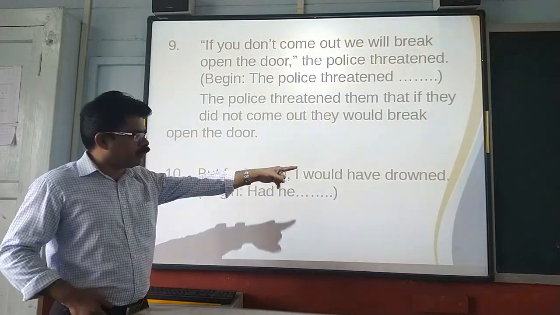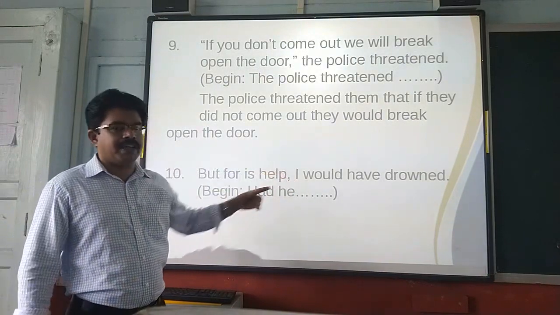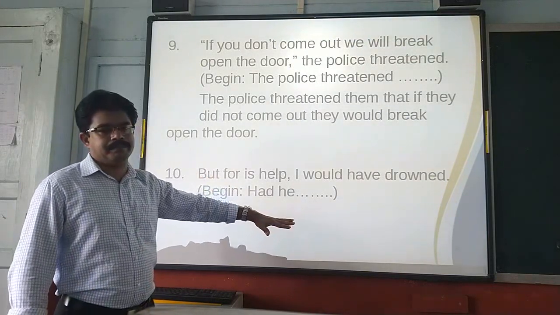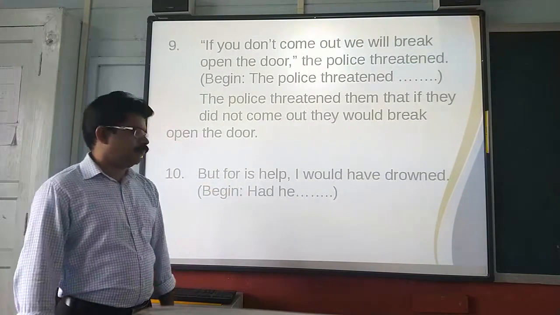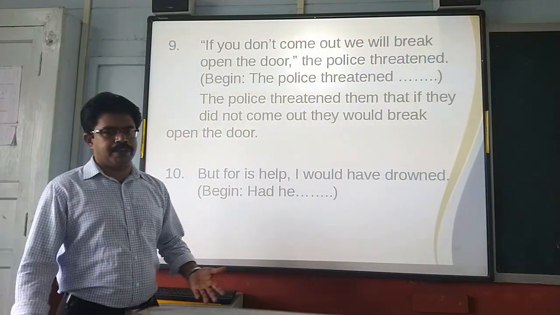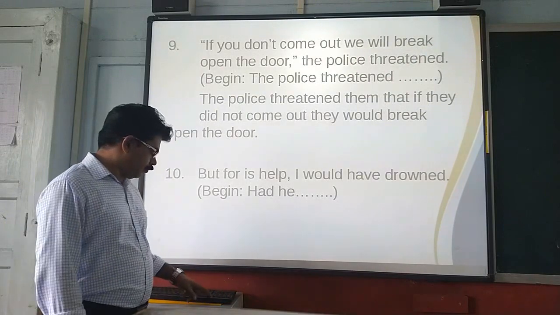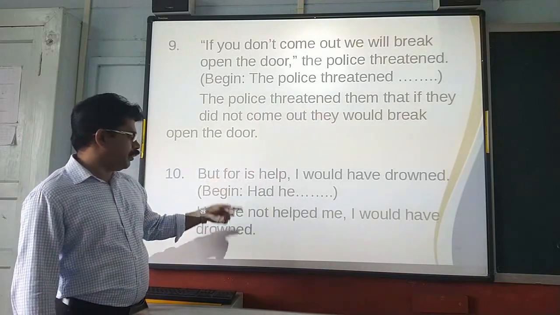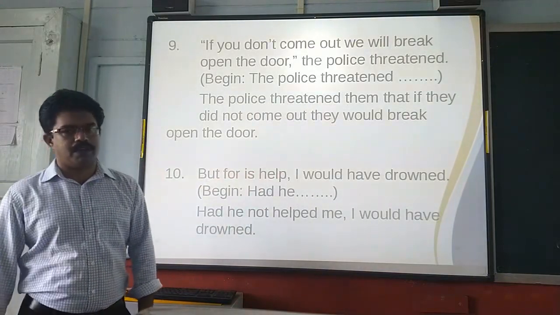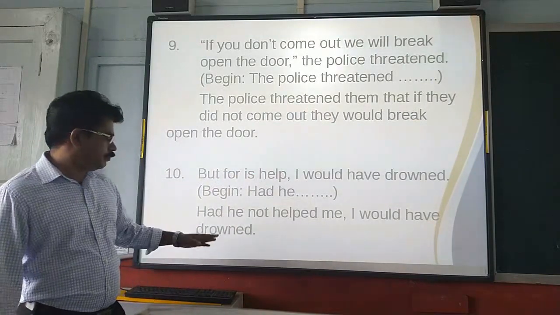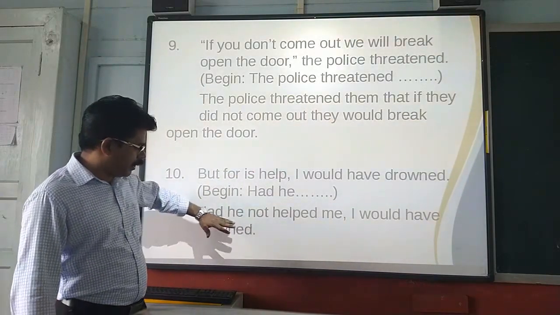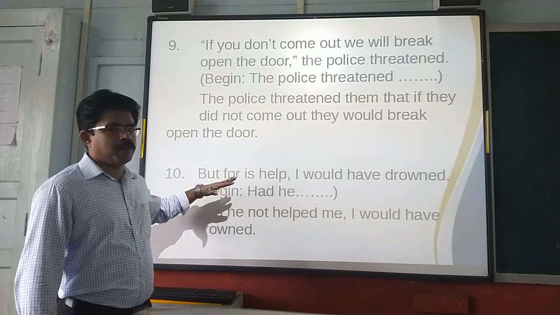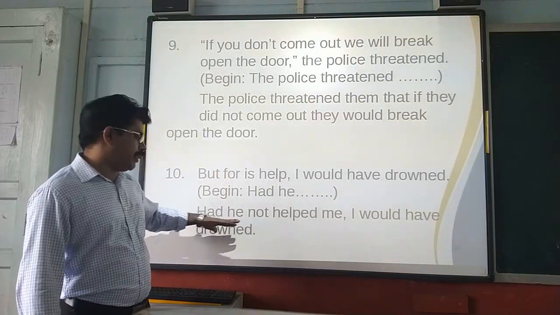So how will you transform? I would have drowned. I would have drowned. I have not drowned. That is because of this person, his help. So how will you transform? Begin. Had he. Had he. So what answer will you get for that one? Had he not helped me, see, had he not helped me, I would have drowned. So, had he not helped me, I would have drowned. Just see that if this type of structure comes, you are supposed to do this. Had he not helped me.